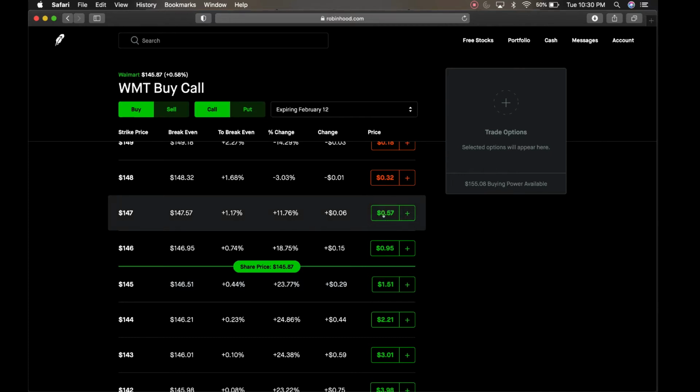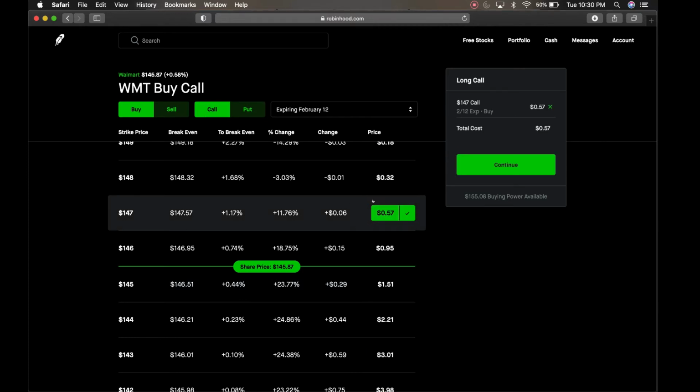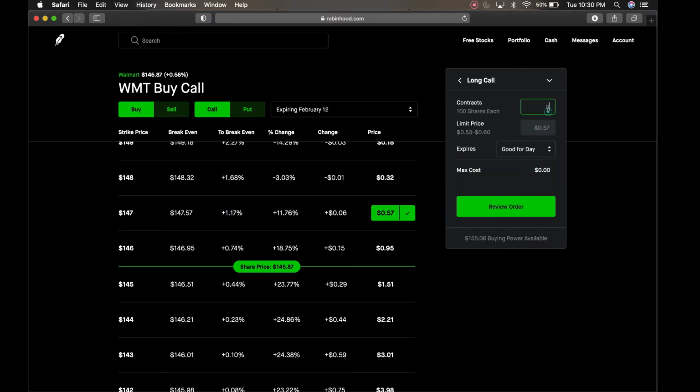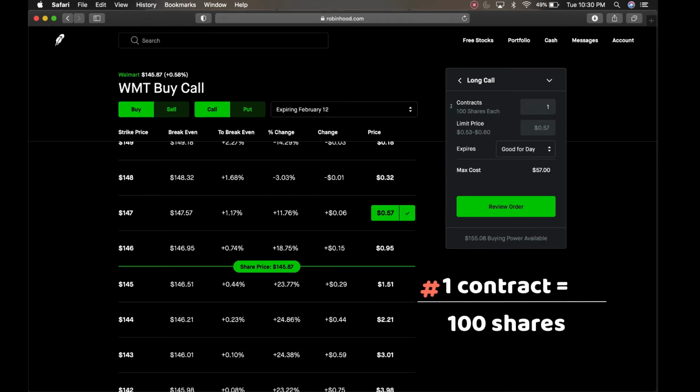If you buy this at 57 cents out of the money, because it hasn't hit that price yet, you get one contract. For 57 cents, it's going to cost you $57. You can let it expire for today or until cancel, right? Just like normal. Now, the thing is, one contract equals 100 shares.